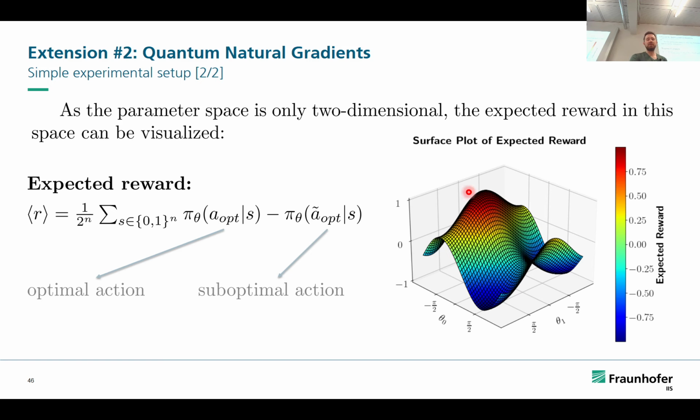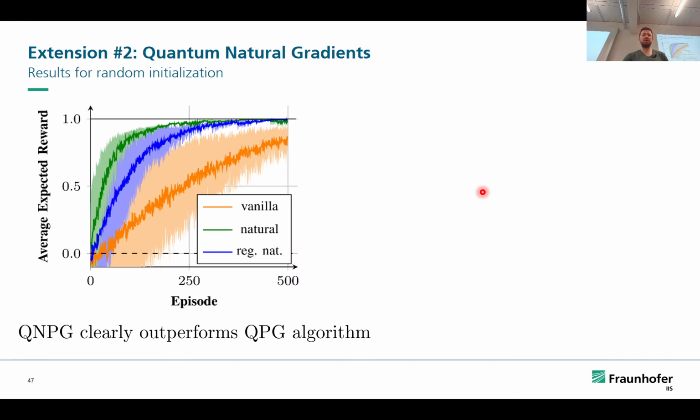So basically, what the agent should do is locate this optimum up here, because this guarantees us the optimal reward of +1. And again, this is not a very difficult problem, but it already highlights that the natural gradient will be much faster than the vanilla gradient. We did experiments with random initializations in that landscape, and we observed that all of them are able to locate the optimum as expected, but the natural gradient is much faster in doing so.